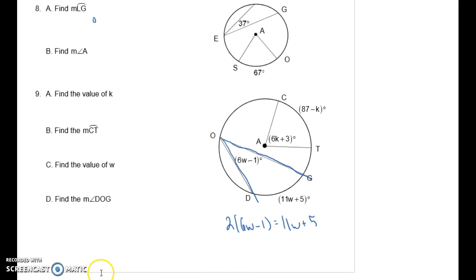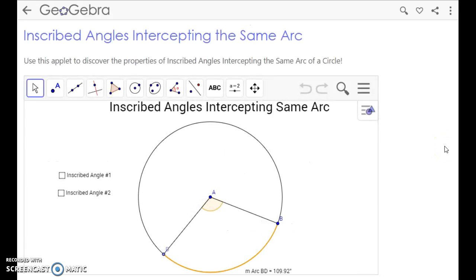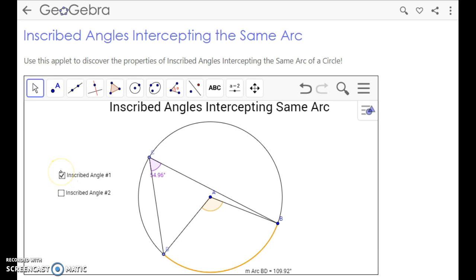But we're going to look at some more sketches related to inscribed angles. So in this second sketch, we have a diagram where we've got a circle, go figure, in this entire chapter. We have our arc BD, which is 109.92, and again I can move some things around to change it if I want to. I'm going to highlight my first inscribed angle, which would be this guy right here. I can move my point around if I want to, and again, it doesn't change the measure of the arc or the angle.